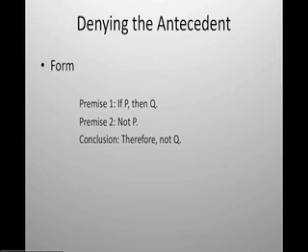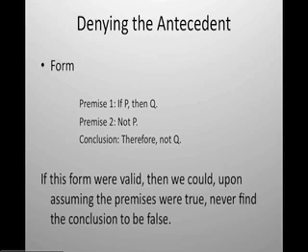Premise 1, if P then Q. Premise 2, not P. Conclusion, therefore not Q. What's being denied here is the antecedent of the hypothetical statement in premise 1. What we saw earlier was denying the consequent, where Q would have been denied, or affirming the antecedent, where P would have been affirmed. Here, what's happening is P is being denied, and what's supposed to follow is not Q.